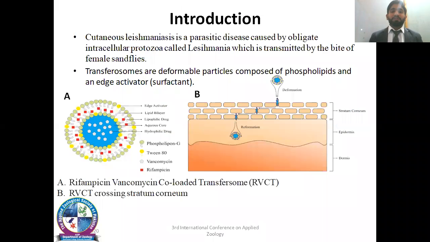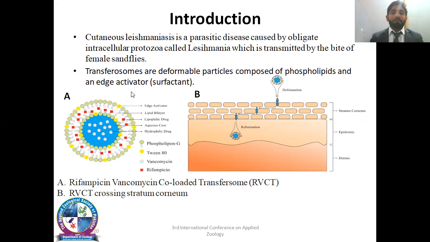Starting with the disease introduction, cutaneous leishmaniasis is a parasitic disease caused by intracellular protozoa named leishmania, and it is transmitted by the bite of female sandflies. My formulation, transferosomes, are deformable particles, which can be seen in figure B. Transferosomes have the ability to deform their shape to enter into the stratum corneum, and after gaining entrance into the skin, they again reform into their original shape.